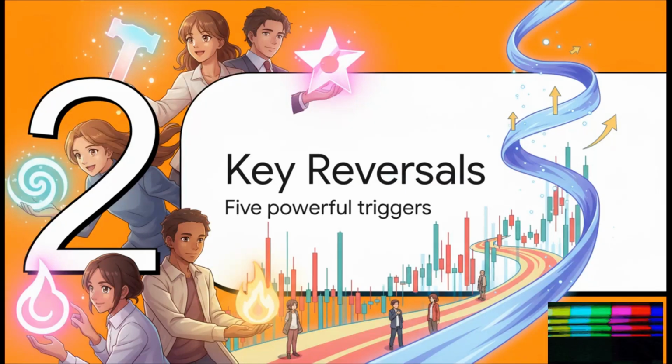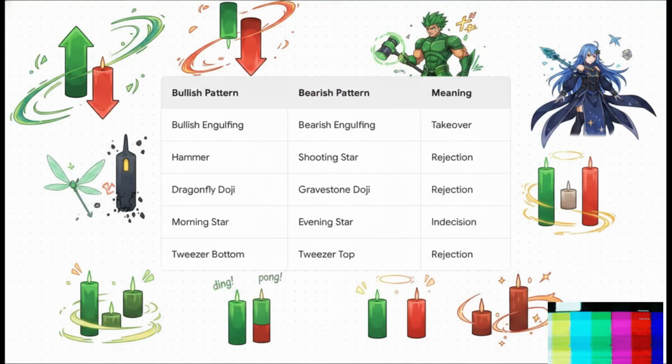Moving on to Section 2, 5 key reversal patterns. Okay, we really need to stop thinking of these as just random shapes to memorize. They are actually powerful psychological stories of momentum shifting. So let's quickly break down the meaning behind the 5 core reversal pairs. First, the engulfing pattern. This is where a candle's body completely covers the previous one, telling us the opposing side just stepped in on steroids and totally took over the momentum.